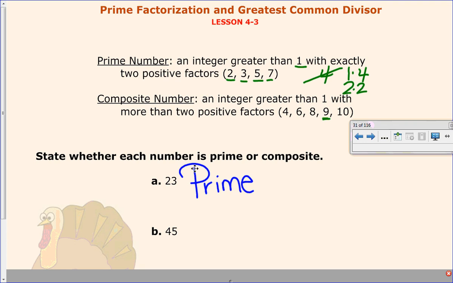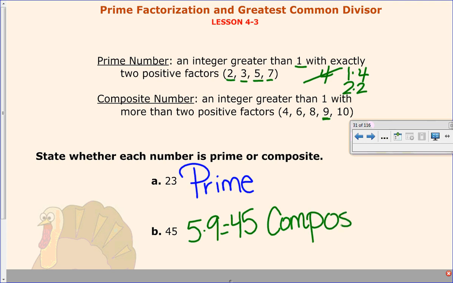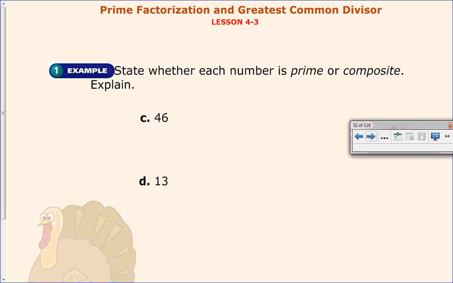Now, if you can think of any other option, however, it's considered composite. So here we have 45. Well, we could do 1 times 45, or, if you think about it, 5 times 9, that gives me 45. So there are other numbers that work. So this is composite. All right, let's keep moving on.